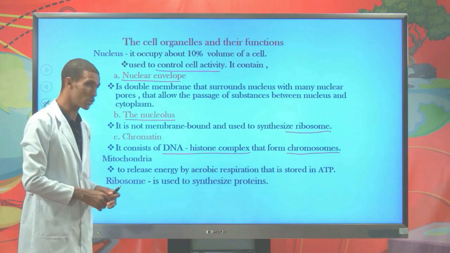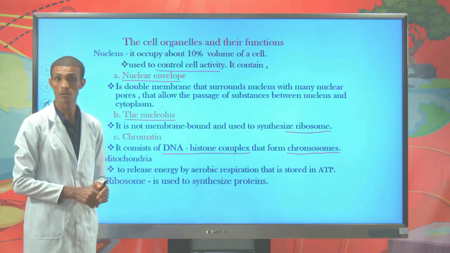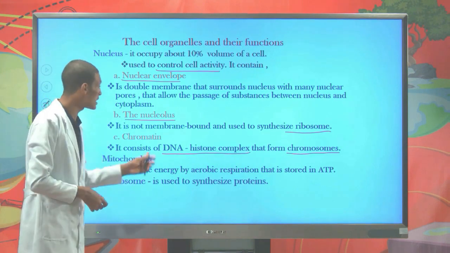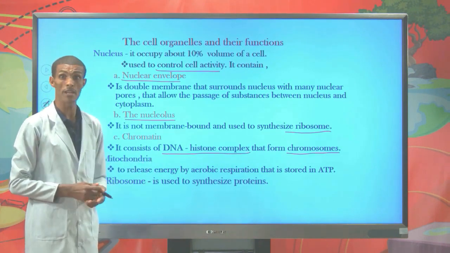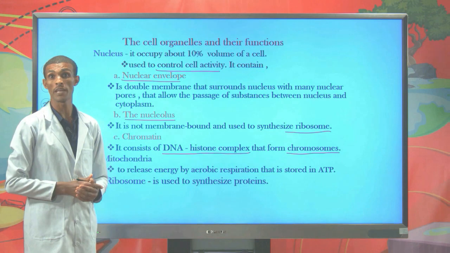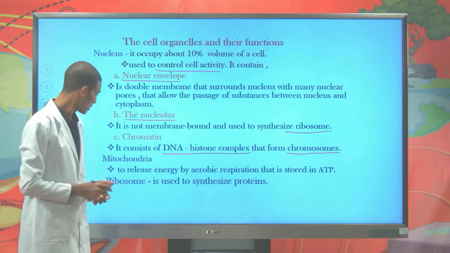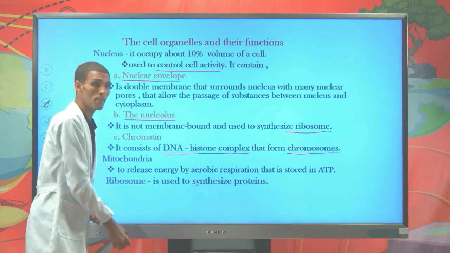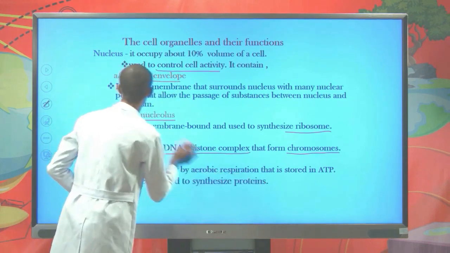Another section is mitochondria. Mitochondria are bounded by two membranes, and are very important in releasing energy by aerobic respiration, which is stored in the form of ATP. Whereas ribosome is non-membranous, not membrane bounded, and is important in protein synthesis.